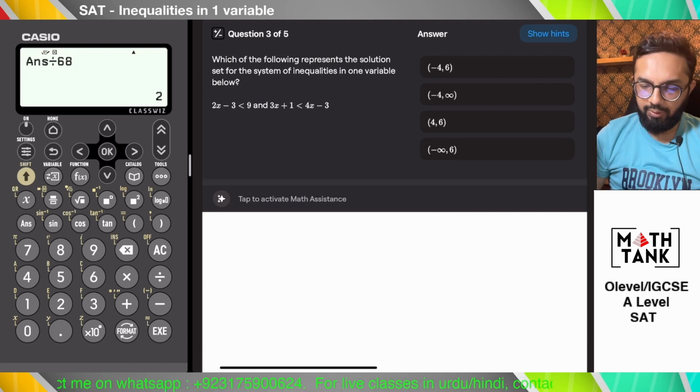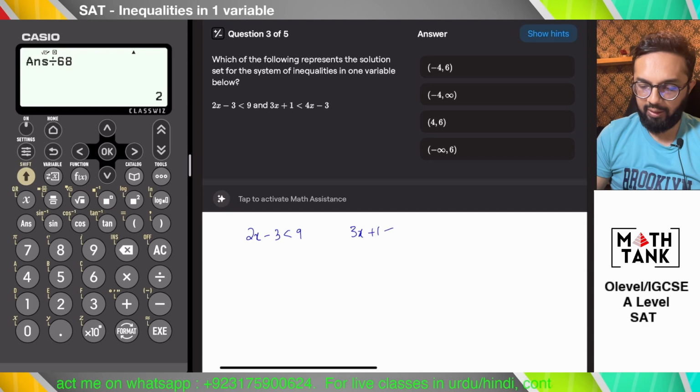Which of the following represents the solution set for the system of inequalities in one variable below? So 2x minus 3 is less than 9. 3x plus 1 is less than 4x minus 3. 2x is less than 12 and x is less than 6.